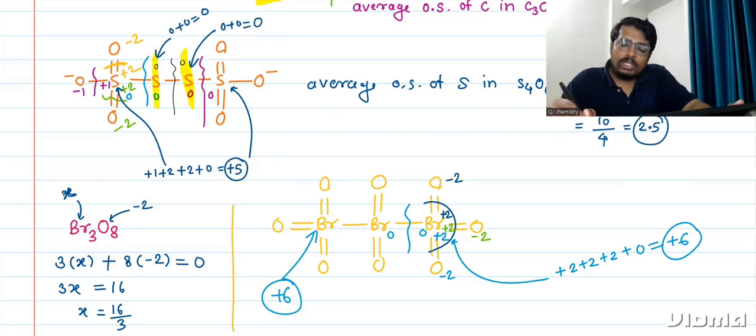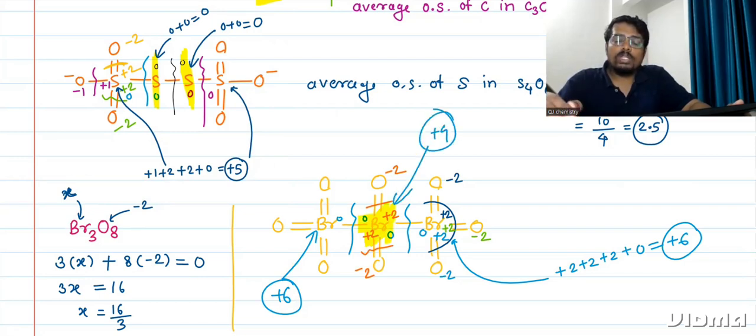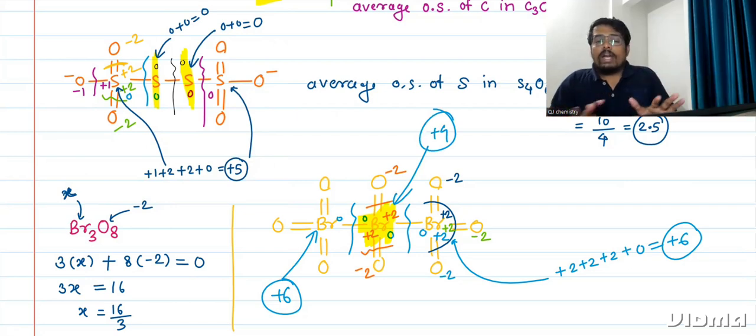Now for the central bromine, on dissociation of this bond, plus 2 charge, minus 2 charge on oxygen. Similarly, on dissociation of this bond, plus 2 charge, minus 2 charge on the oxygen atom. And for the bromine-bromine dissociation, 0, 0. So what is the total charge? The total charge on the central bromine is plus 4. So take an average now.